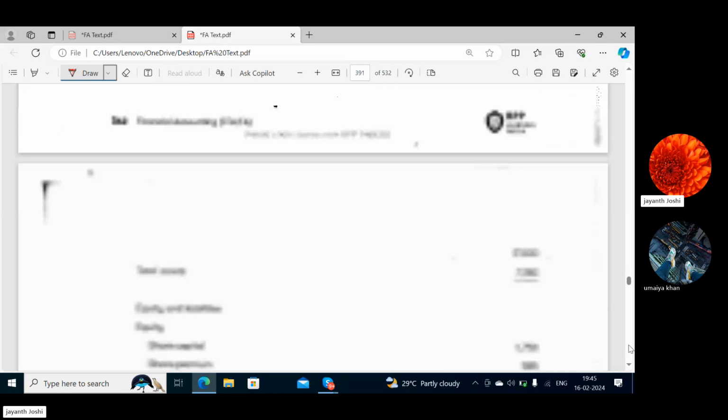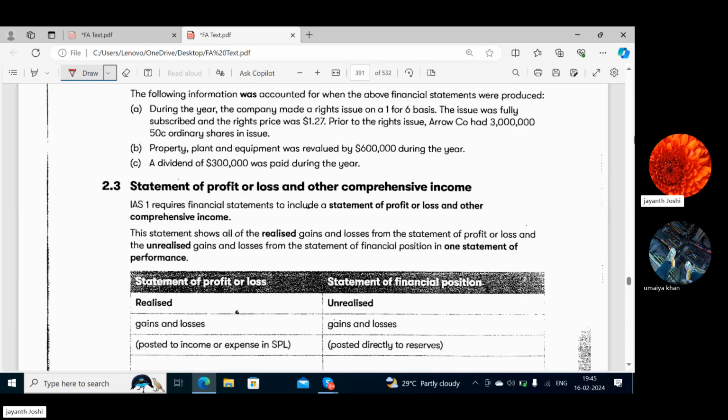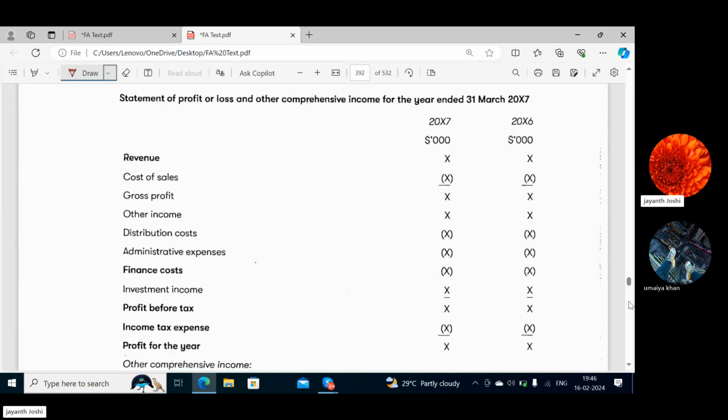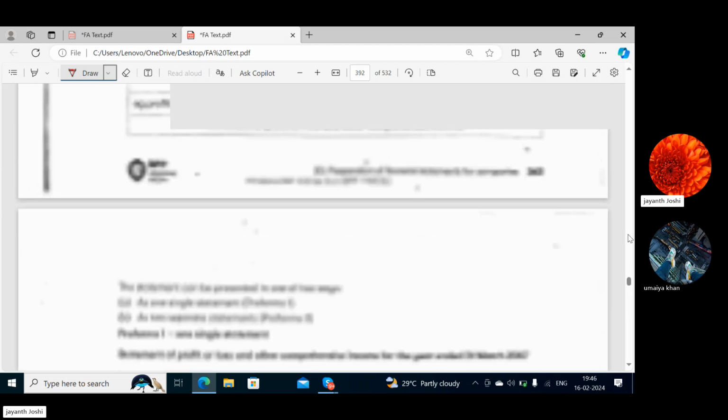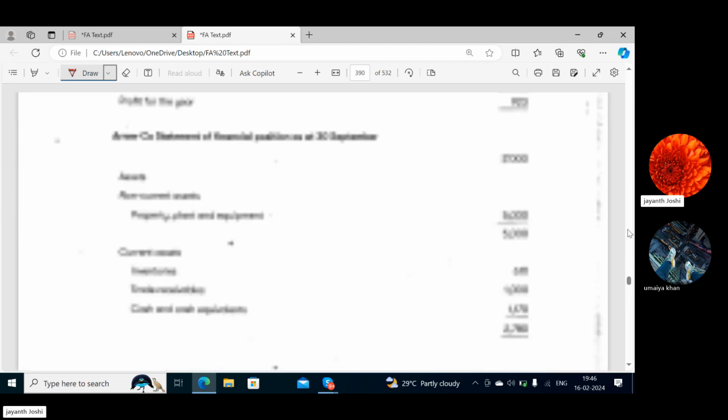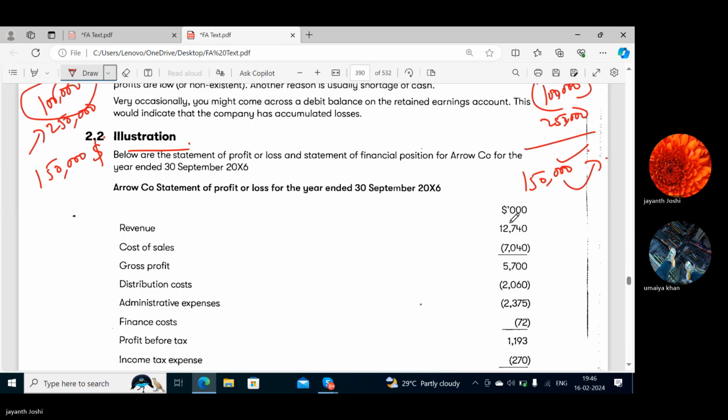Yes. There is an illustration. Let's go for this illustration and try to solve a question here. If I am not wrong, basically you should be doing this question, generally, because you have already done the question related to sole traders. So read this question. We will solve this. No problem. Draw the statement of profit or loss and statement of financial position for Arrow company for the year ending 30 September 2016.